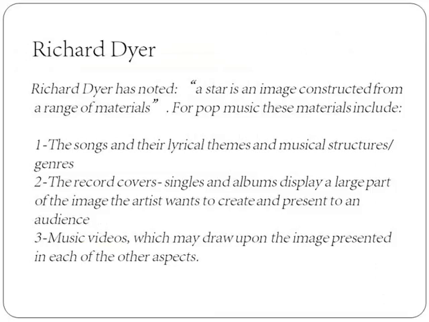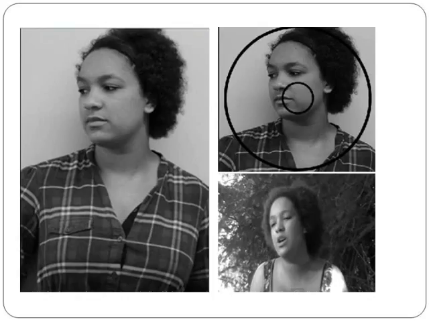According to the theorist Richard Dyer, a star image is an image constructed from a range of materials. For pop music, these materials include the songs, the lyrical themes, musical structures and genres. The record covers, singles and albums display a large part of the image the artist wants to create and present to an audience. Music videos may draw upon the image presented in each of these other aspects. I have conformed to this theory by creating coherence between the three texts, which has therefore created a star image.